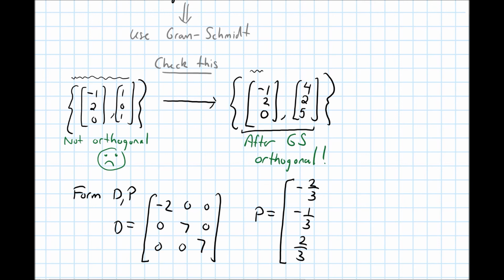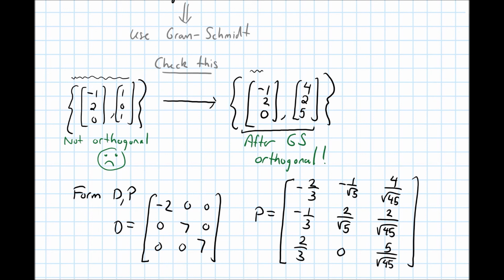If we normalize the other two eigenvectors, after we made them orthogonal, the length of the first one is √5, so we get -1/√5, 2/√5, and 0. And the length of this other vector is √45, so we'll get 4/√45, 2/√45, and 5/√45.